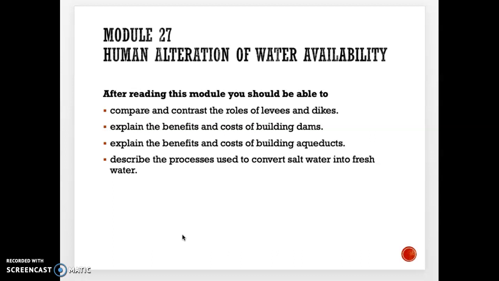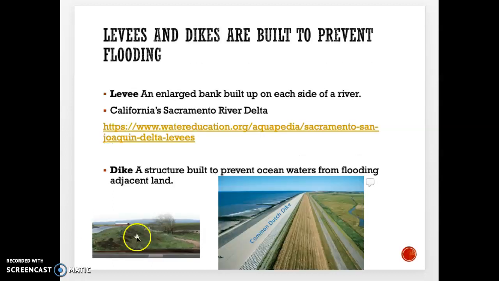This next slide takes us into levees and dikes, and their purpose is to prevent flooding. They're kind of used interchangeably. It just depends on where you are in the world, but I think for just basic understanding, you need to understand levees as systems that basically keep river water from flooding local areas.